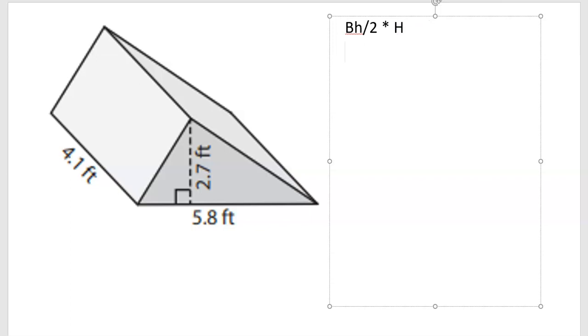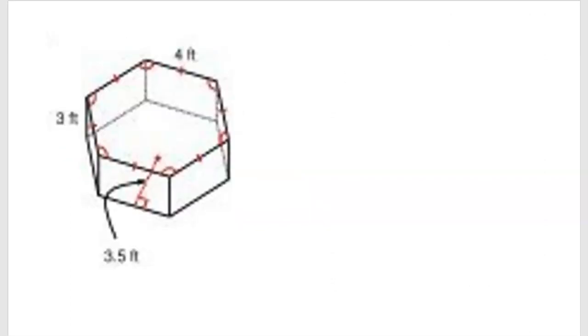So our base of the triangle is 5.8, times the height of the triangle, 2.7, divided by 2, because triangles are always divided by 2. Triangle divided by 2 times the height of the prism. Area of the base, base times height divided by 2, times the height. So we do 5.8 times 2.7 divided by 2 times 4.1, and I get 32.103, and that would be feet cubed.